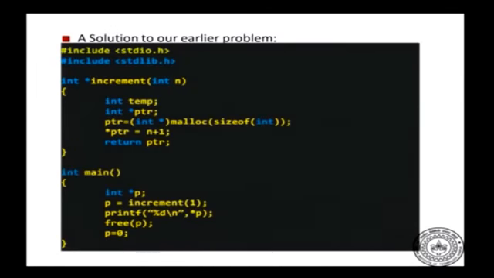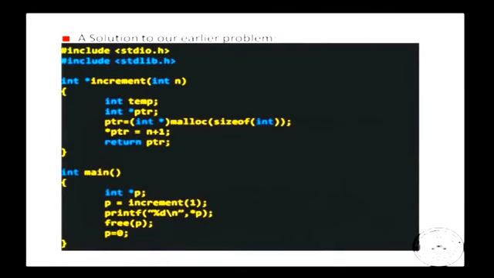So let's solve our earlier problem using malloc. Our earlier problem was that PTR was pointing to some location within the stack. So as soon as the function returned, the return address no longer meant any meaningful address. So let us now solve this problem. I have included stdlib.h because I will allocate memory on the heap.